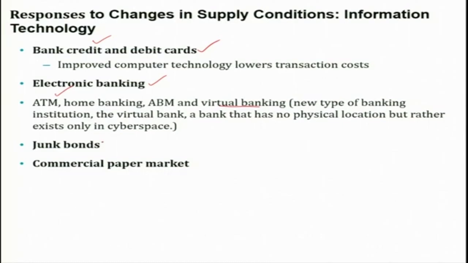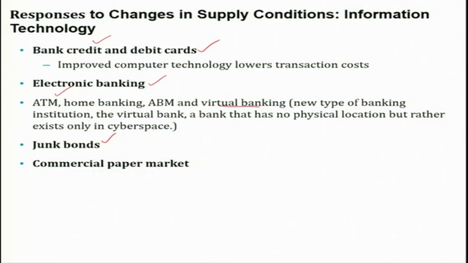Then another development is junk bonds. Before the advent of computers and advanced telecommunication, it was difficult to acquire information about the financial situation of firms that might want to sell securities. Because of the difficulty in screening out bad from good credit risk, the only firms that were able to sell bonds were very well established corporations that had high ratings. Before the 1980s, only corporations that could issue bonds with a rating of BAA or above could raise funds by selling newly issued bonds.